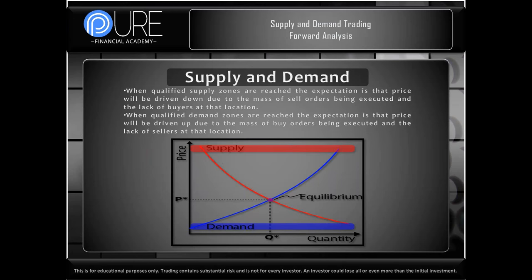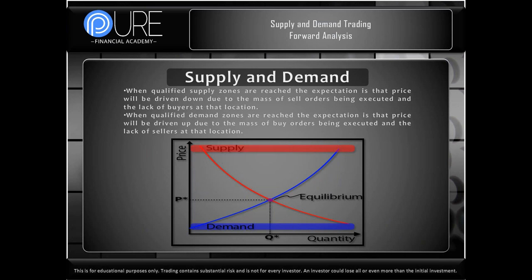Okay, so to simplify this, and again, this is very basic, so I'll run through it real quick. I'm pretty sure most of you are familiar with this, but when qualified supply zones, note the word qualified, are reached, the expectation is that price is going to drop. Okay? So, more sellers than buyers, price goes down, right? When we find qualified demand zones, when they're reached, our expectation is that price will rally or go higher.